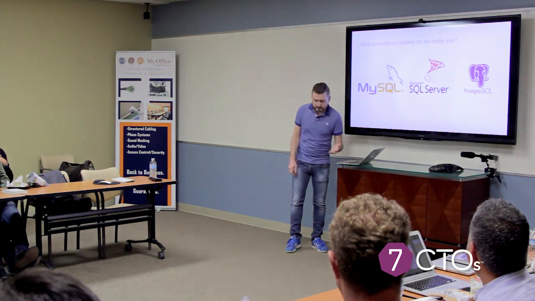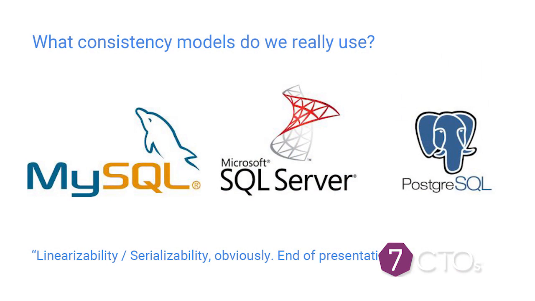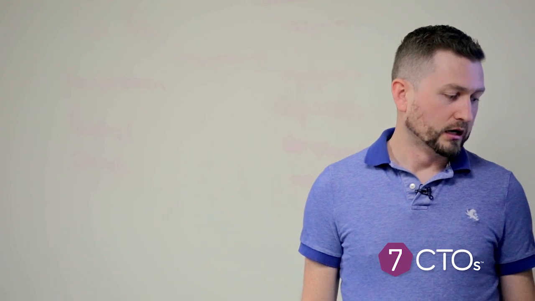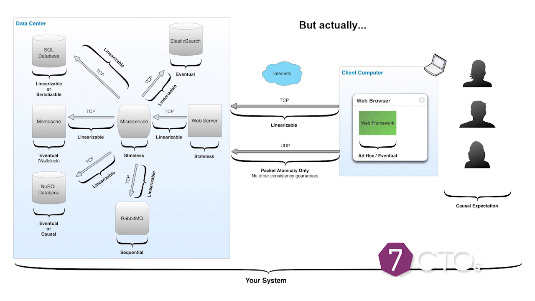So what consistency models do we really use in practice? When we're thinking about this, we tend to think about it from the point of view of MySQL or Postgres or Sybase or what have you. So yes, obviously linearizability and serializability, end of story, right? But what's actually going on is a little bit more complicated. As you can see, we have a whole host of different consistency models going on in our systems. It's not just the one, it's not just the database.